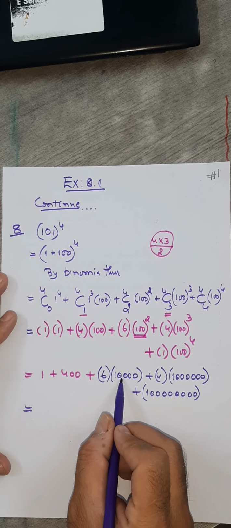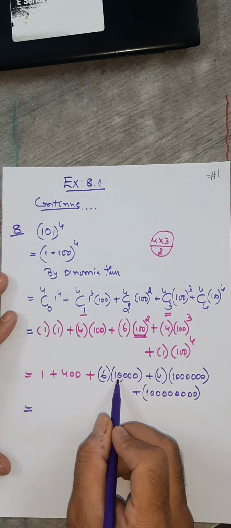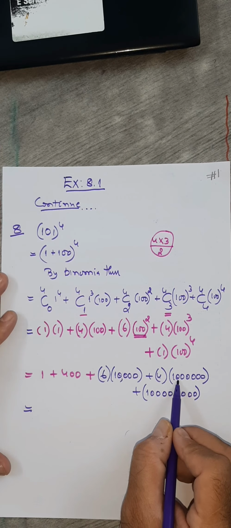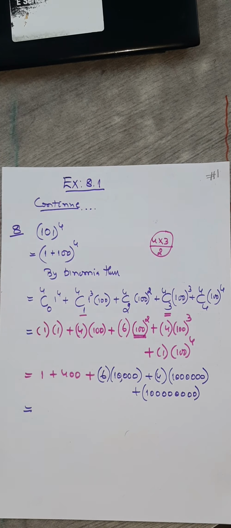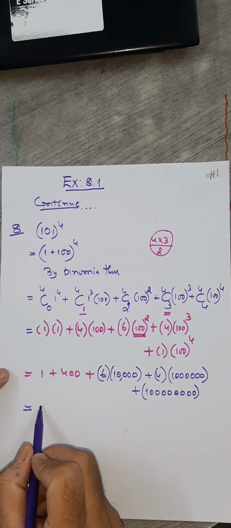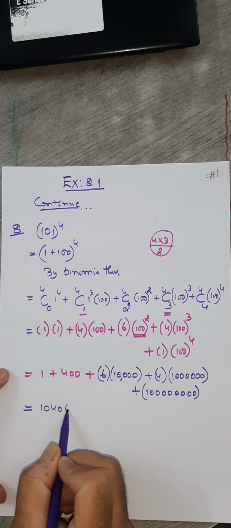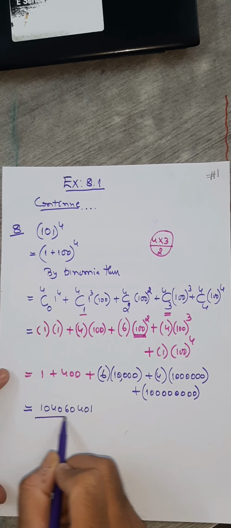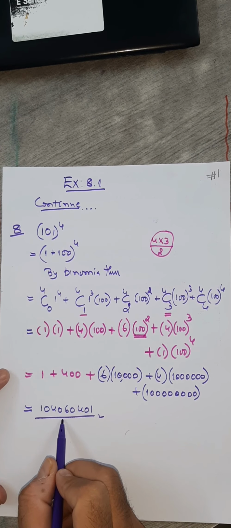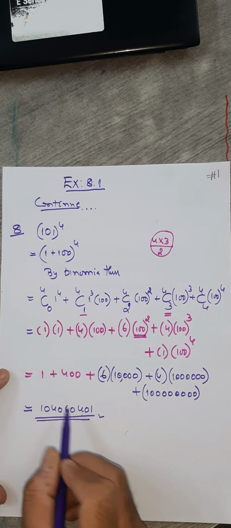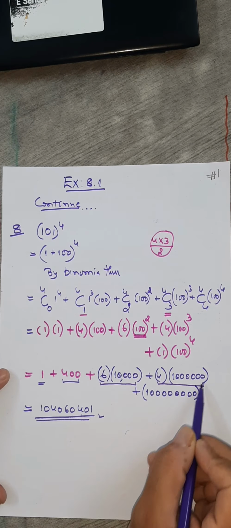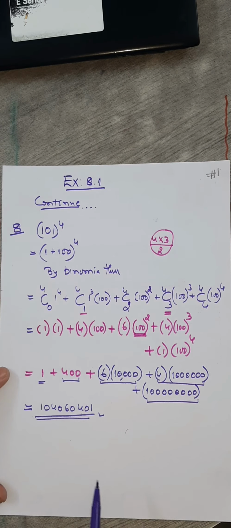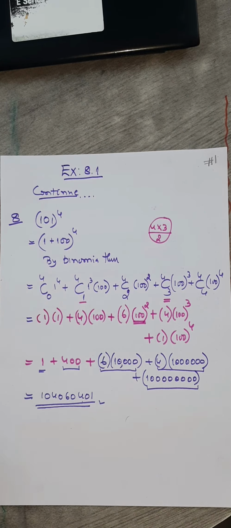This is nothing but 10,000 into 6, which is 60,000. Here this one into 4, and then just to add them, so we get this after just adding this. It's simple algebra, remember. 1 0 4 0 6 0 4 0 1. That's just simple addition. 1 plus 400 plus 60,000, 4 into this plus 1 into this, 1 followed by this. This is just to remind you. I know this is very simple.